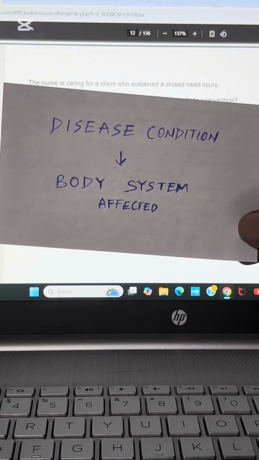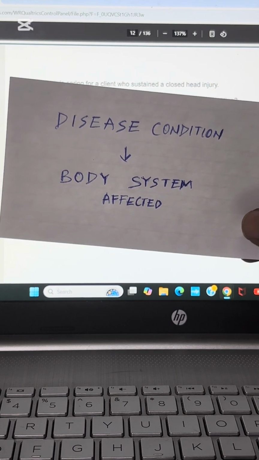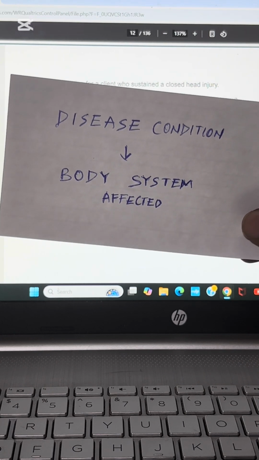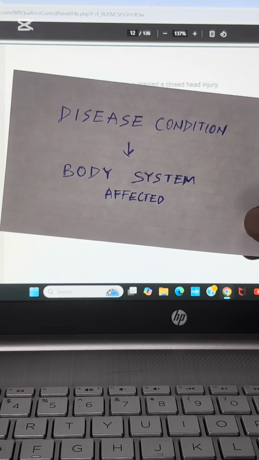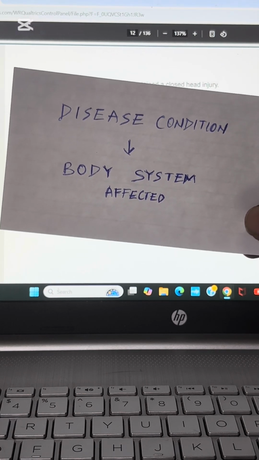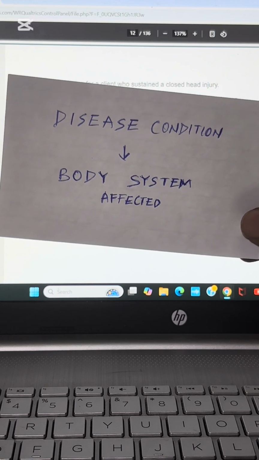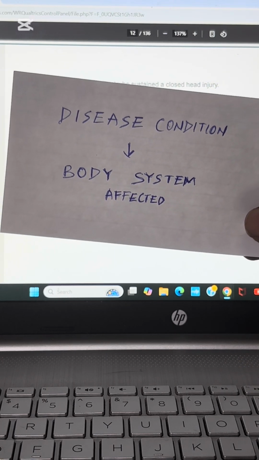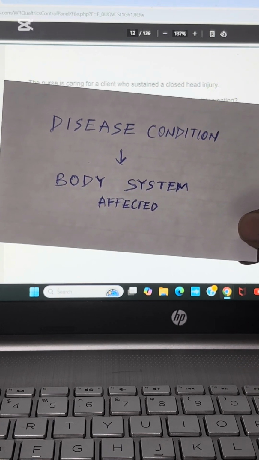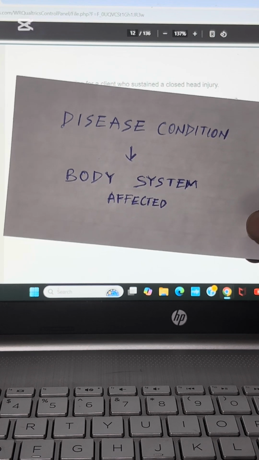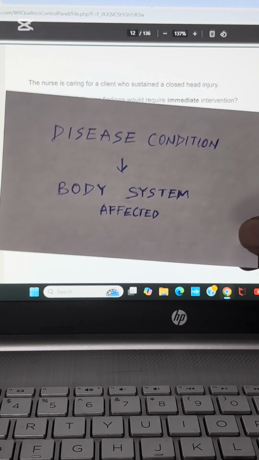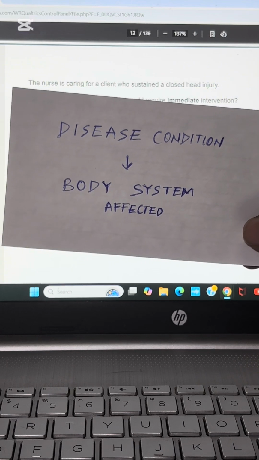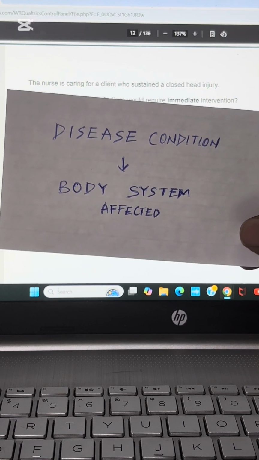Now, I want to reframe the way you think. So follow me. All I do is to know the disease condition. It could even be just a condition. I'm just going to know the condition and link it to the body system affected. It all has to do with practice, because the first thing I practiced while preparing for the NCLEX exam, right, was the body system.